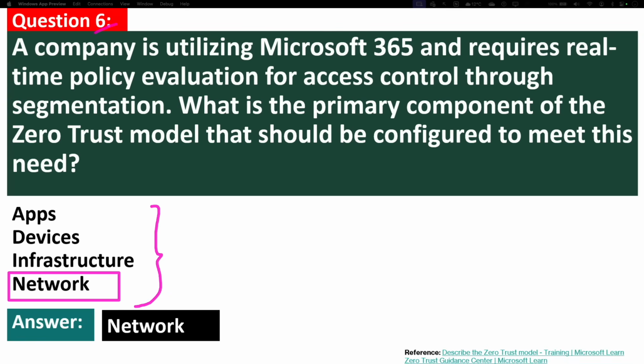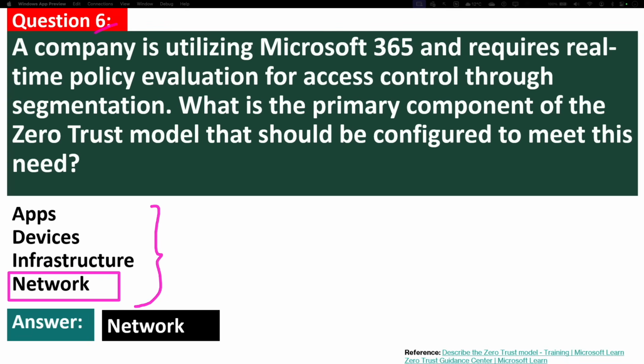So let's explore how network can be the right protection in this scenario. Network-based protection focuses on securing the network layer by continuously monitoring and controlling traffic, enforcing segmentation, and applying policies based on identity, device health, and context. It ensures that even if a threat actor gains access to the network, their movement is restricted and monitored.